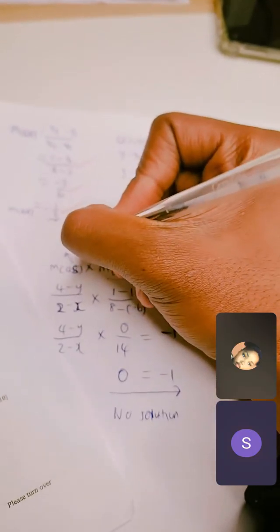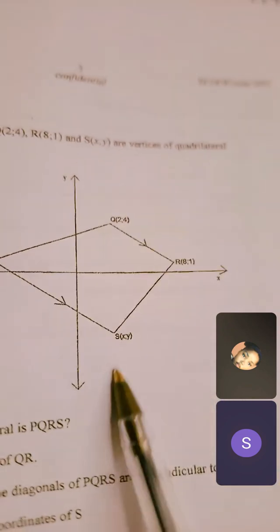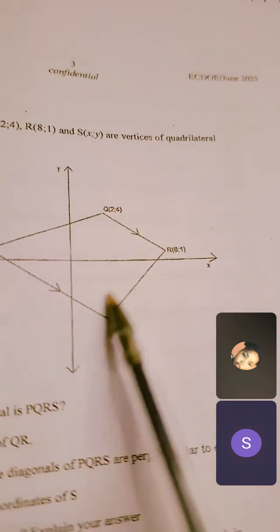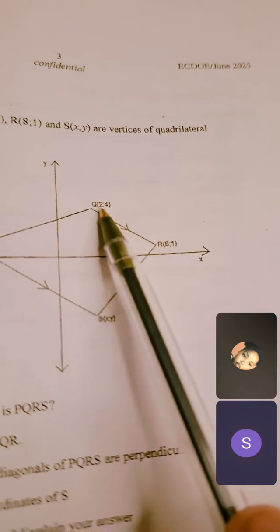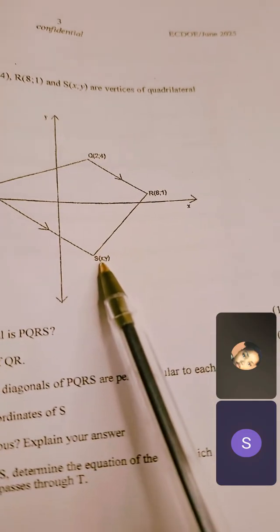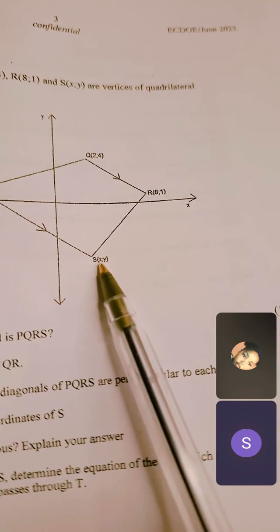This RP is a horizontal line, and this has to be a vertical line because there's no way these two lines will be perpendicular unless this is a vertical line. But then note something here. There's something that we know about a vertical line when it comes to its x coordinates. So if Q here is 2, what is your x coordinate of S? It's also 2, sir.